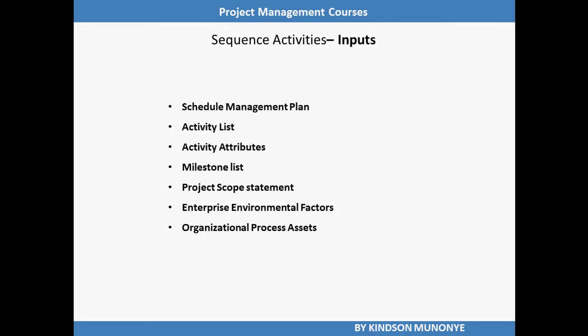Now we have the other two big inputs, the enterprise environmental factors, normally called EEFs, and also organizational process assets. Some enterprise environmental factors that may affect sequencing activities are governmental or industry standards, project management information system, scheduling tool, company work authorization systems, etc.